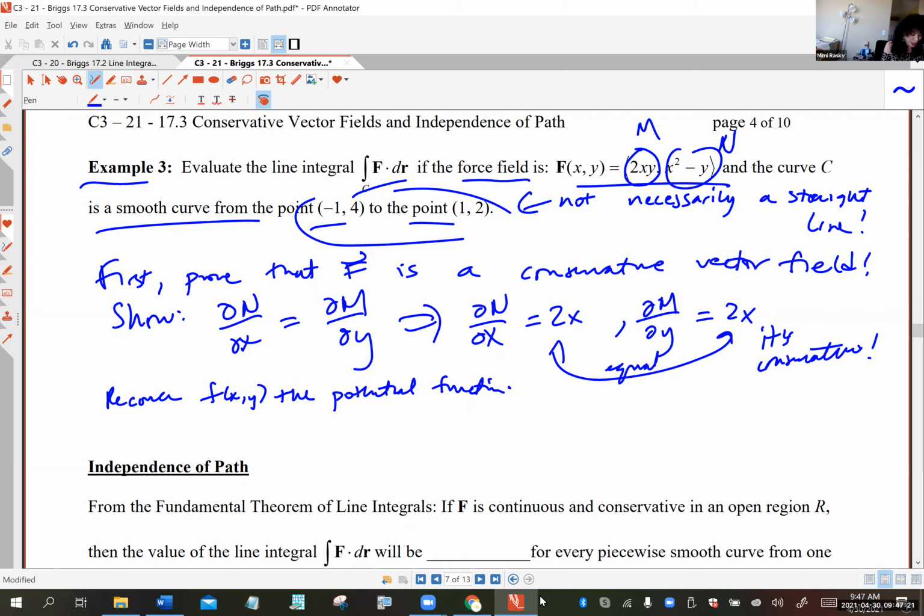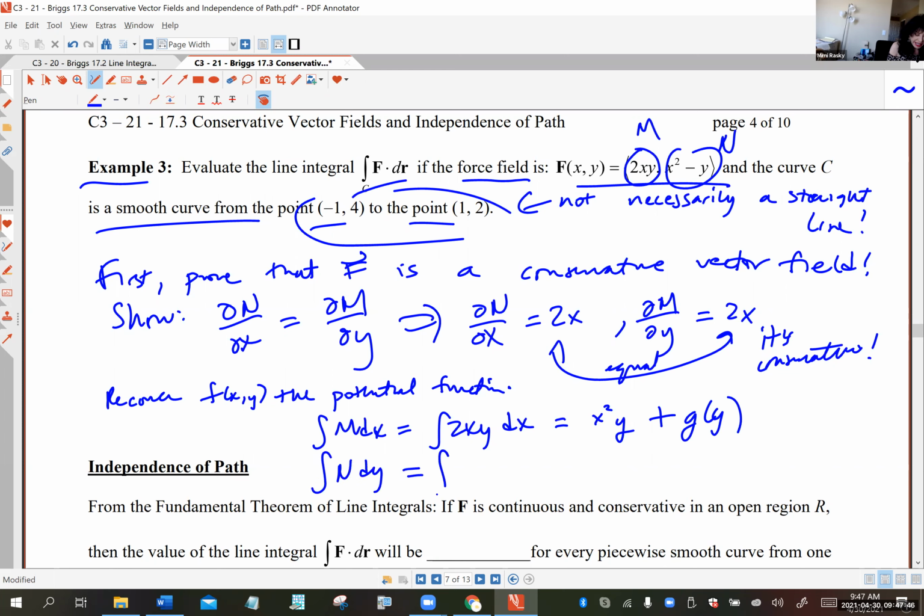So here we go. You're going to recover the potential function. So you're going to integrate m with respect to x. What is the integral of 2xy with respect to x? I think it's x squared y. And then you're going to acknowledge the extra junk, g of y. And then you're going to integrate again, but you're going to integrate the n component, x squared minus y, with respect to y.